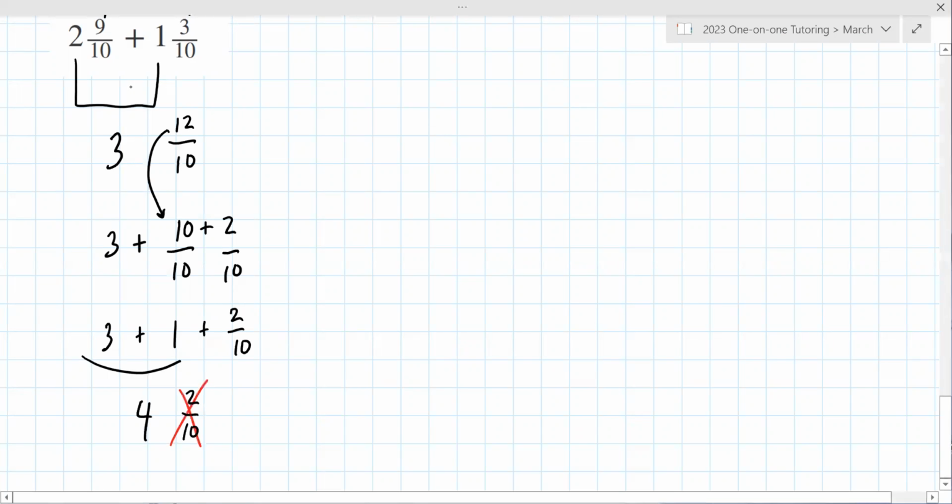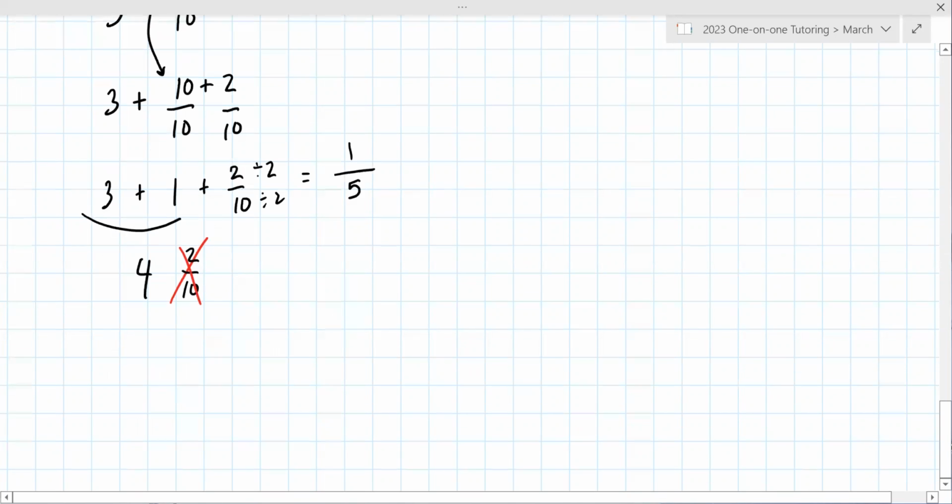What can you divide into both 2 and 10? 2. Divide both by 2. So what is 2 divided by 2? 2 divided by 2 is 1. Good. And then 10 divided by 2 is 5. So that's your final answer. So it's 4 and 1/5.